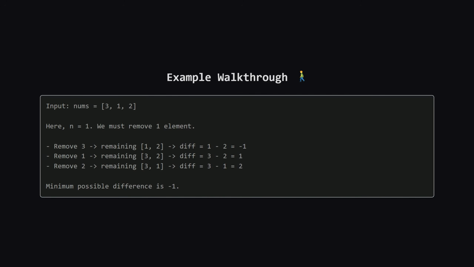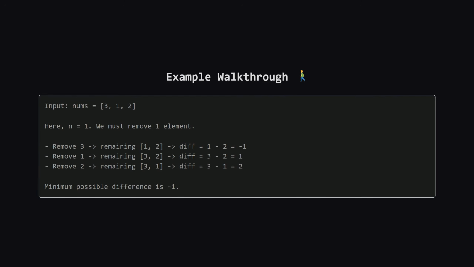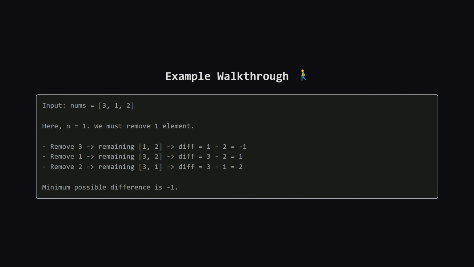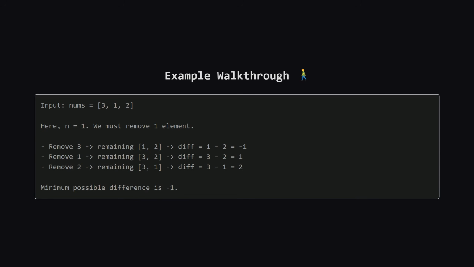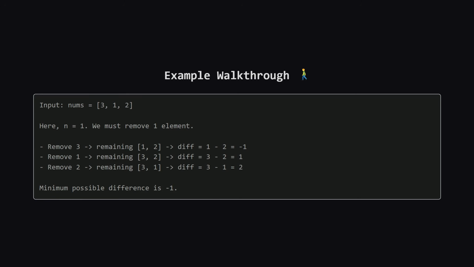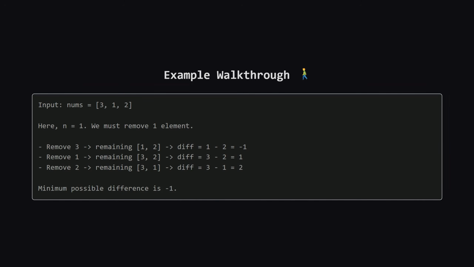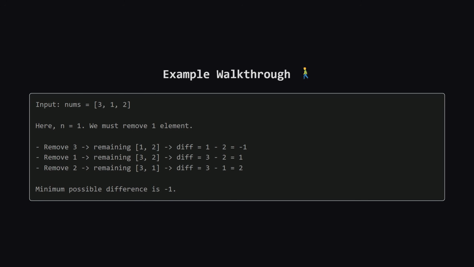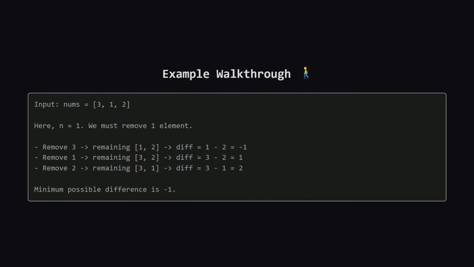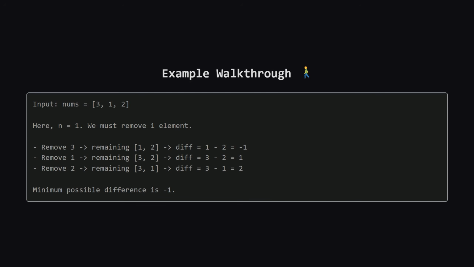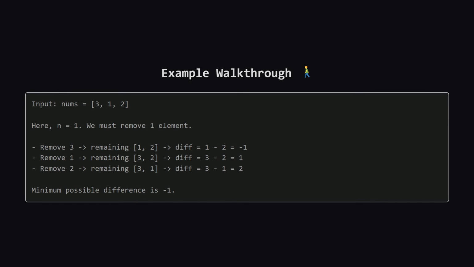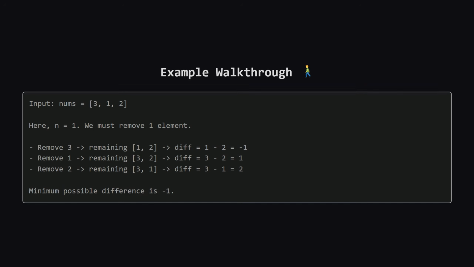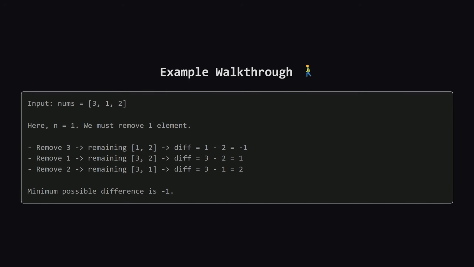Let's walk through a simple example. Imagine our list of numbers is just 3, 1, and 2. In this case, n is 1. So we have to remove one element, and the remaining 2 will form our two parts. What happens if we remove the first number, the 3? We're left with 1 and 2. The first part is just 1, the second part is 2. The difference is 1 minus 2, which is negative 1. Okay, what if we remove the middle number, the 1? We're left with 3 and 2. The difference is 3 minus 2, which is 1. You can see how this works. After checking all the options, the smallest difference we found was negative 1.